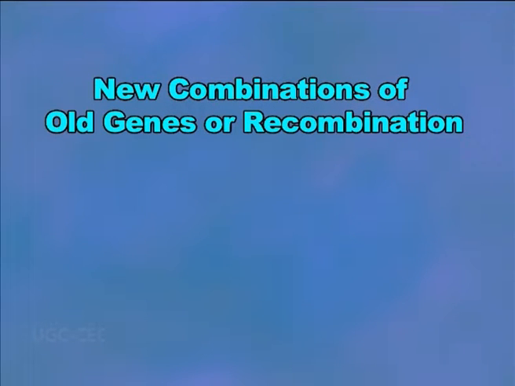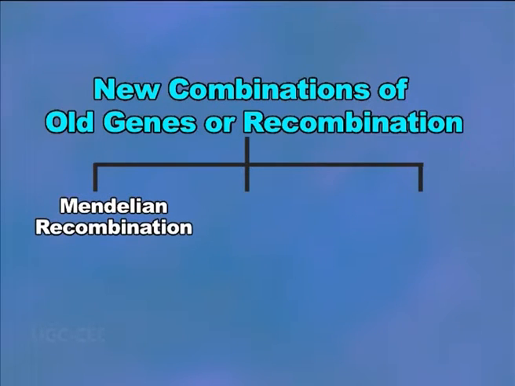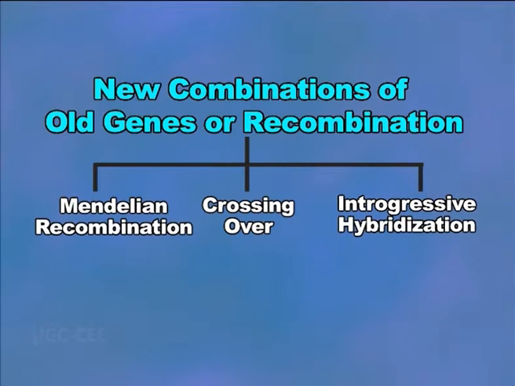New combinations of old genes or recombination include number 1, Mendelian recombination and random assortment of genetic material. Number 2, crossing over or exchange of genes between chromosomes, and number 3, introgressive hybridization.